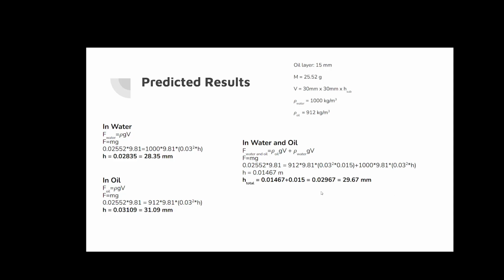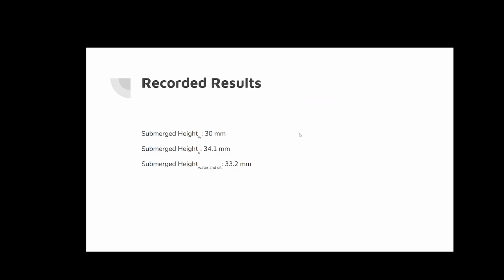So if we solve for h, we get that from the absolute top of both fluids. Since we have oil sitting on top of water, we solve for h here. This is the h that is underwater. We get 0.0164 meters, so that's 14.67 millimeters. We add that to the thickness of the oil layer. We find our total height of the bottom face of the cube from the top of the oil layer to be 29.67 millimeters.